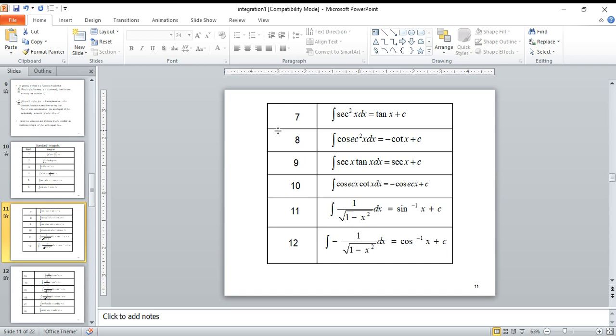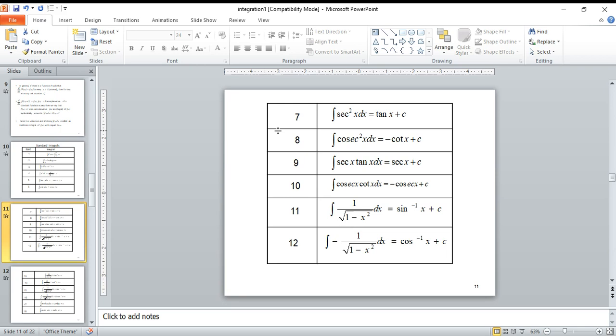Next, integration of secant square x. The derivative of tan x is secant square x, so integration of secant square x is tan x plus c. The derivative of cot x is minus cosec square x, so integration of cosec square x is minus cot x plus c. The derivative of sec x is sec x tan x, so integration of sec x tan x is sec x plus c. The derivative of cosec x is minus cosec x cot x, so integration of cosec x cot x dx equals minus cosec x plus c.